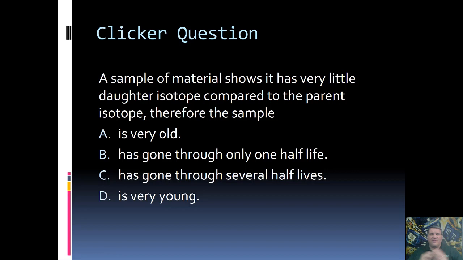Alright, here's our 5th lecture quiz question. A sample of material shows it has very little daughter isotope compared to the parent isotope. In other words, we have very little daughter and lots of parent. Therefore, the sample A is very old, B has gone through only one half-life, C has gone through several half-lives, or D is very young. Go ahead and think about it, and we'll discuss in just a second.